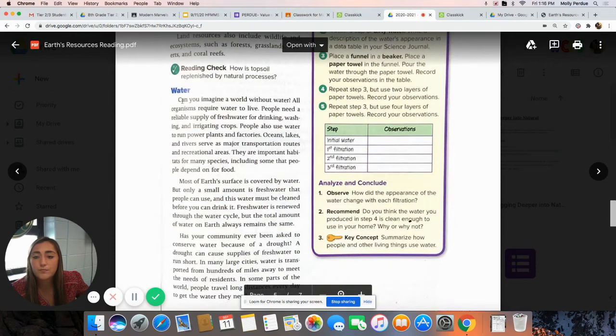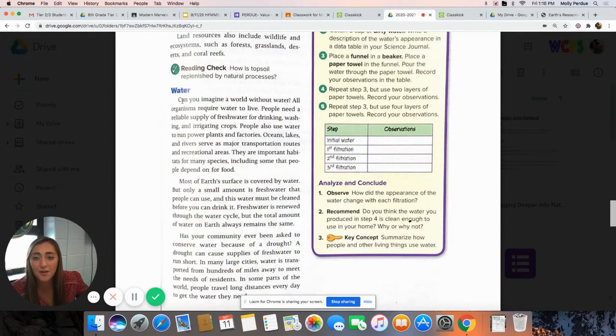Water. Can you imagine a world without water? All organisms require water to live. People need a reliable supply of fresh water for drinking, washing, and irrigating crops. People also use water to run power plants and factories. Oceans, lakes, and rivers serve as major transportation routes and recreational areas. They are important habitats for many species, including some that people depend on for food.